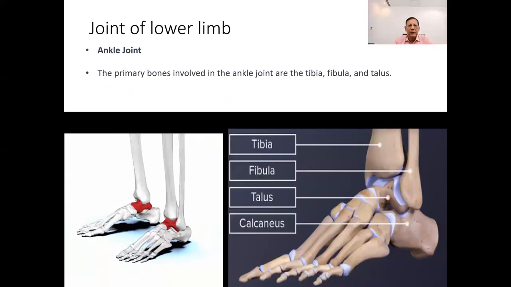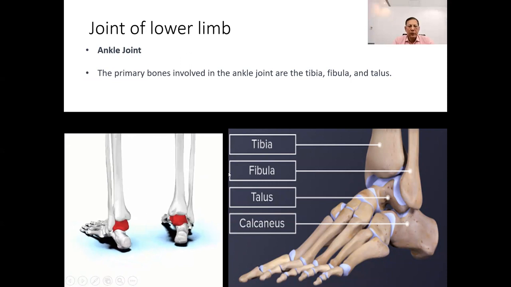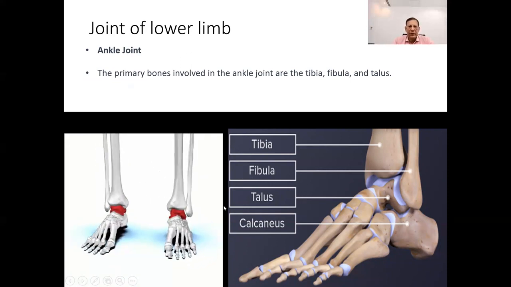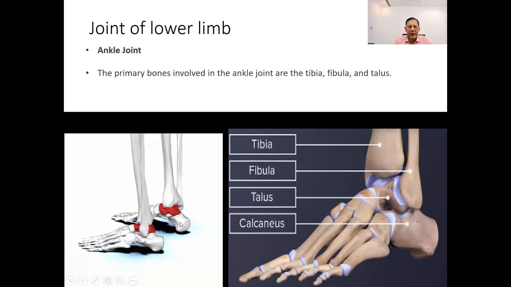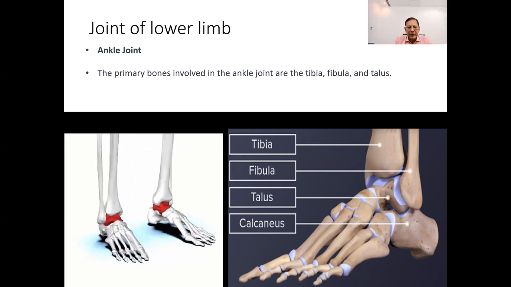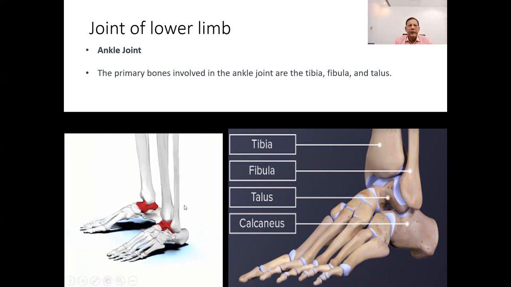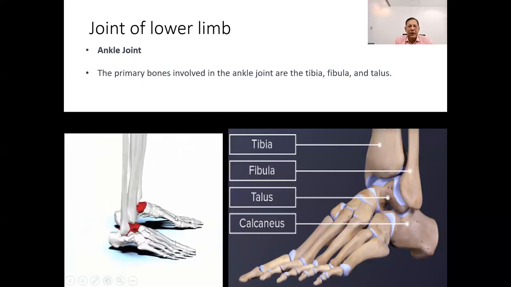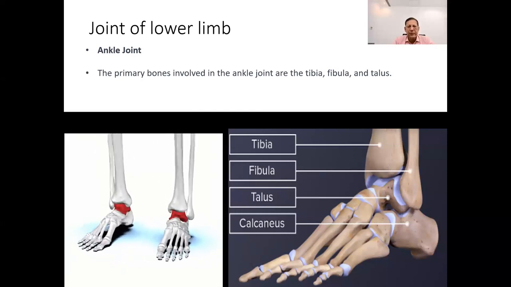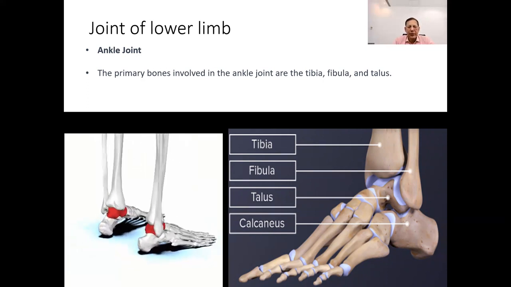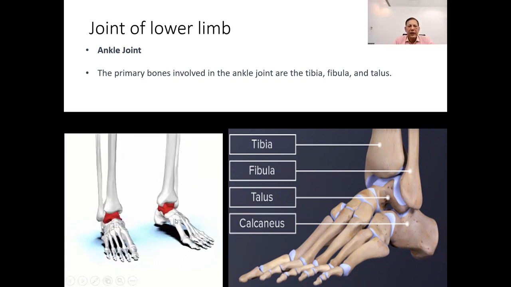The ankle joint, also known as the talocrural joint, is a synovial joint that connects the leg with the foot. It allows for movements such as dorsiflexion, that is the bending of the foot towards the shin, and plantar flexion, that is pointing the foot downward.